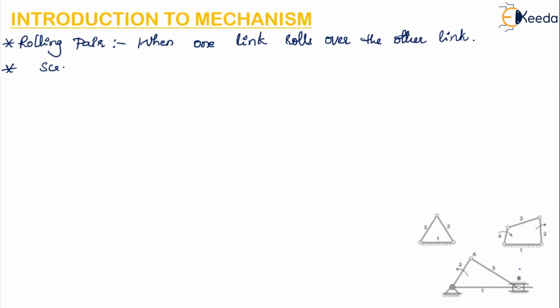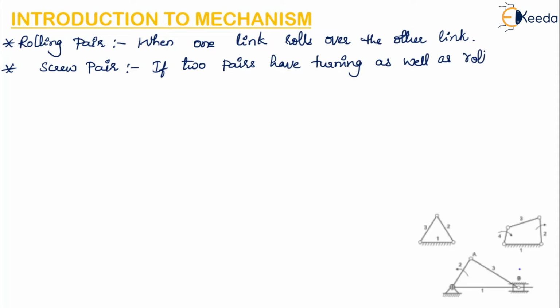Then the next one is the screw pair. So here, if the pairs have turning as well as rolling motion between them, then it is known as a screw pair. So along with turning motion, even rolling motion is present between the two links. So if two links have turning as well as rolling motion between them, then it is known as screw pair.